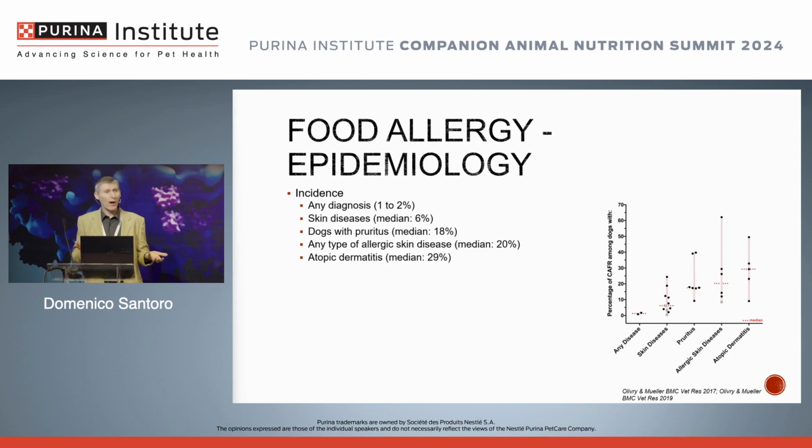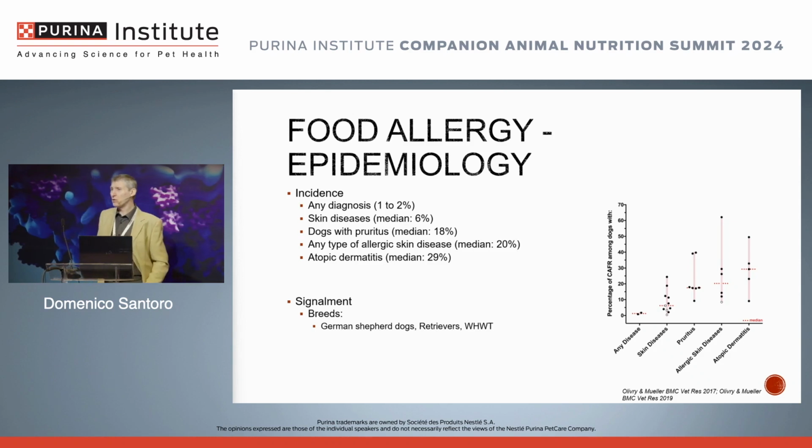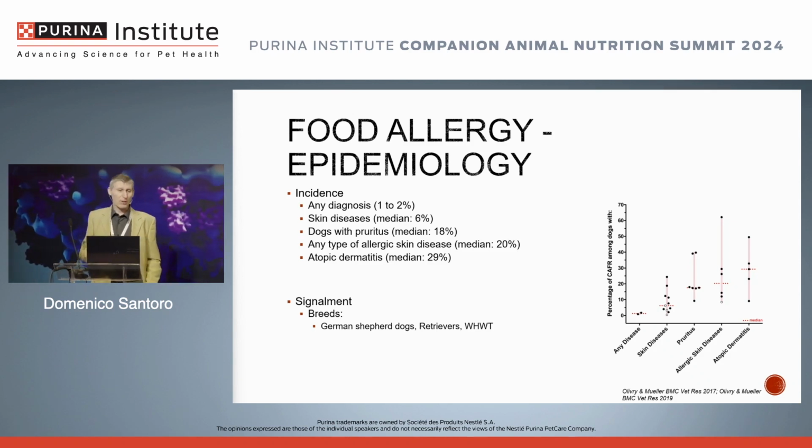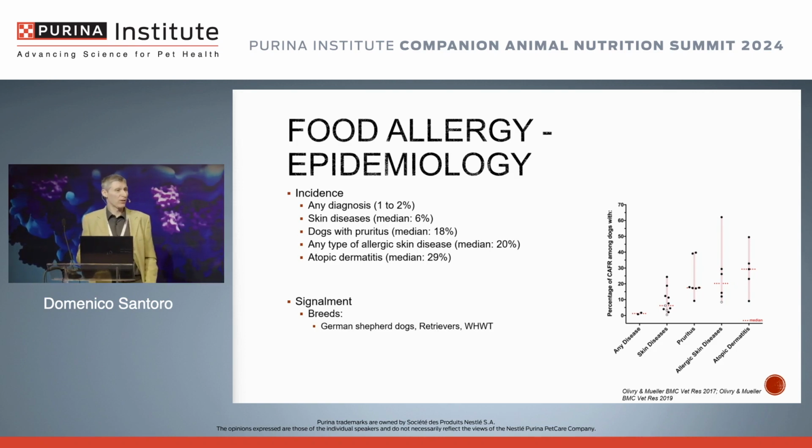So it can be quite common. In practice, what we see generally is that about 30% of dogs with atopic dermatitis may have a food allergy component, which goes very well with what has been shown in this review. We do see some breed predisposition, mainly retrievers and German Shepherds or West Highland, which are actually also the breeds that are highly predisposed to atopic dermatitis.